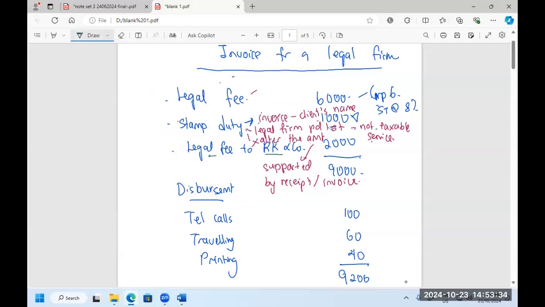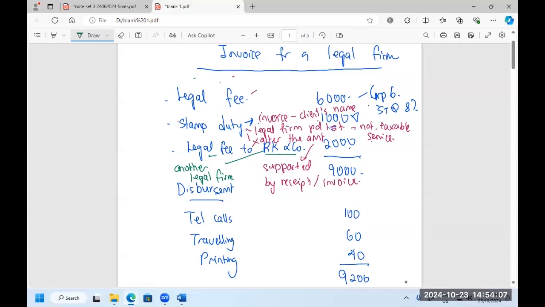Legal fee paid to R, K, and K. This is another legal firm. Actually, this 2,000, most of the time, if you are a legal firm, your client comes and asks you for advice, but you probably don't have the technical knowledge to advise your client directly. So you need advice from another legal firm to help give you advice. Then you advise your client.